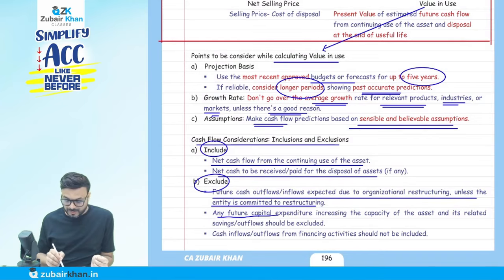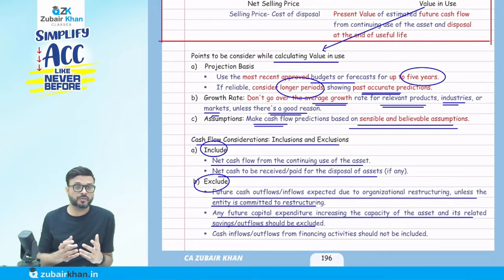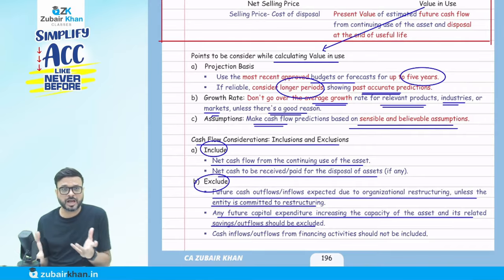Any future capital expenditure increasing the capacity of the asset and its related saving or outflow should not be considered. You may say we have a plan that after 2 years we are going to do the expansion, and because of that expansion the cash flow will increase. They say no, don't consider those cash flows.